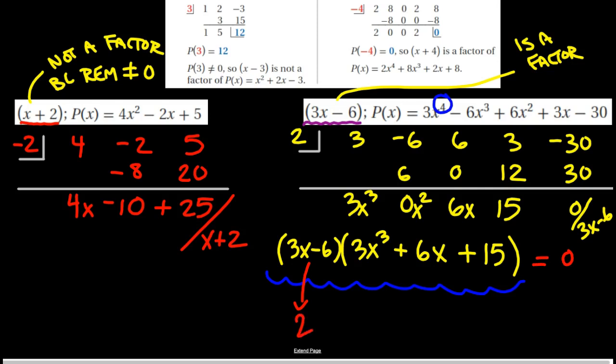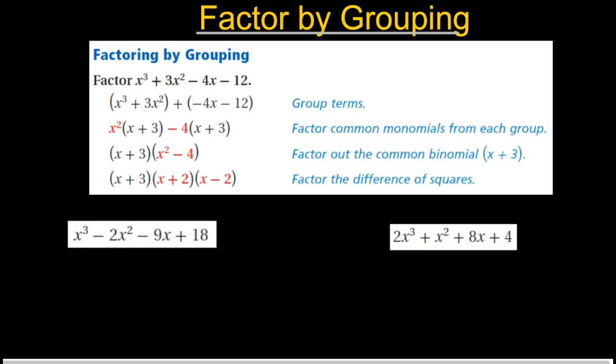This would be a solution, same thing as, oh, what makes that factor 0? So 2 would be a solution, and you'd keep going with this stuff. You keep factoring it to get all the other solutions. Okay. Next thing I'll show you is factoring by grouping.